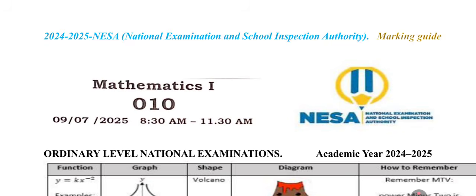So now we are coming up with the marking guide for the 2025 national exams, especially in Rwanda, and we start from mathematics in the seniors or ordinary level national exam.